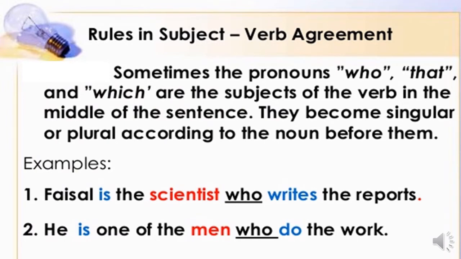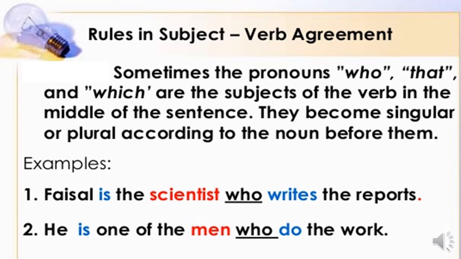Sometimes the pronouns who, that, and which are the subjects of the verb in the middle of the sentence. They become singular or plural according to the noun before them. So you can see the examples. Faisal is the scientist who writes the report.